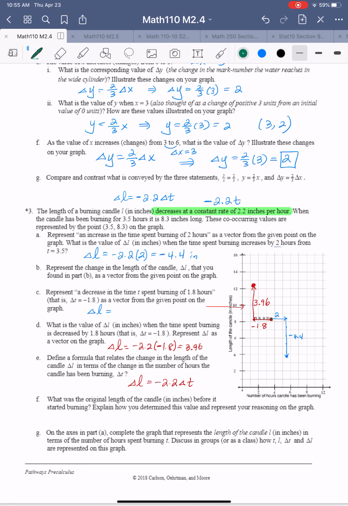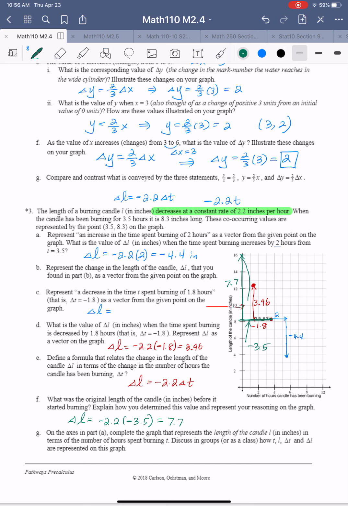So if you go back 3.5 hours, right? 3.5 hours. So this is actually negative 3.5. And then the change is 2.2 from spending negative 3.5. And then we go back to the original, that means 0 hours, right? So 2.2 times 3.5 becomes 7.7. So the change in the length of the candle becomes 7.7. So 7.7 is about the 16. So this is a 7.7.